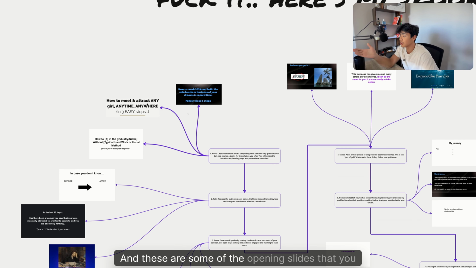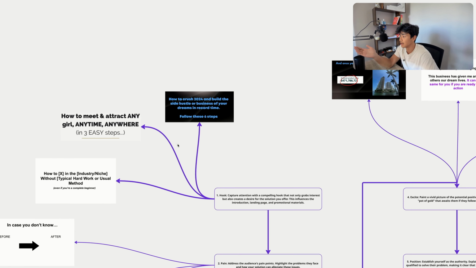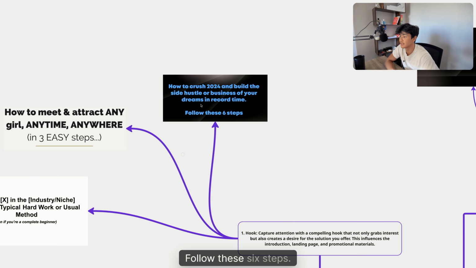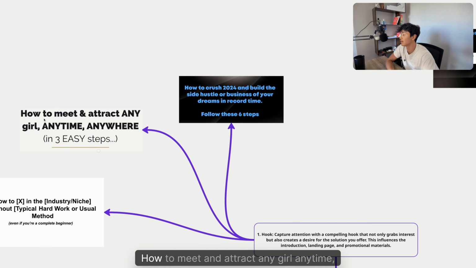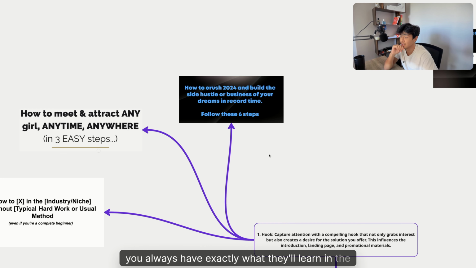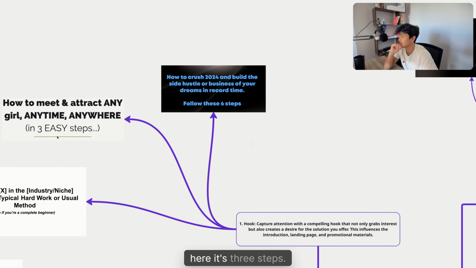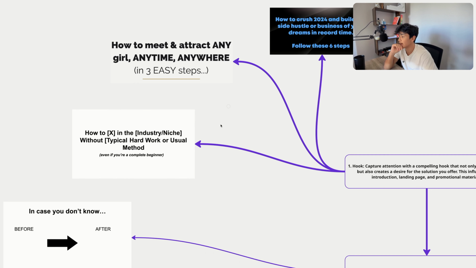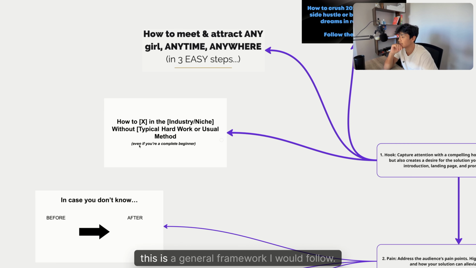And these are some of the opening slides that you could use. So how to crush 2024 and build the side hustle or business of your dreams in record time. Follow these 6 steps. Here's a similar one: how to meet and attract any girl anytime anywhere in 3 easy steps. So you could see some similarities between these. You always have exactly what they'll learn in the webinar. So here it's 6 steps, here it's 3 steps, and obviously there's the big goal of what they are gonna achieve from the webinar.